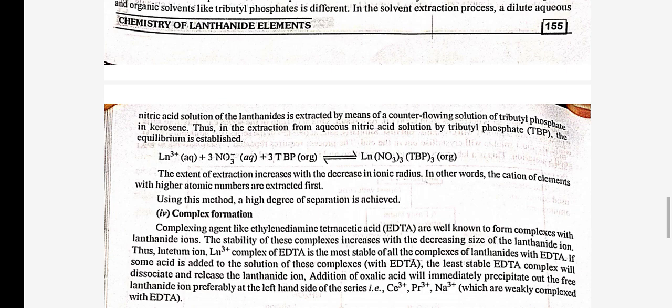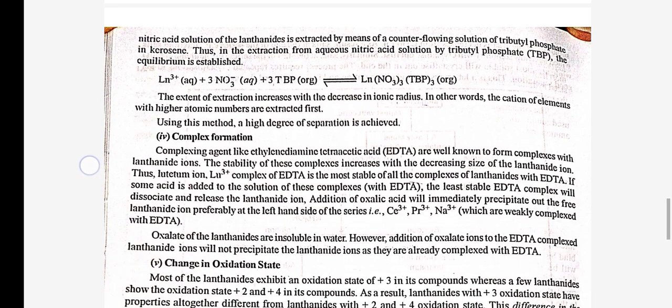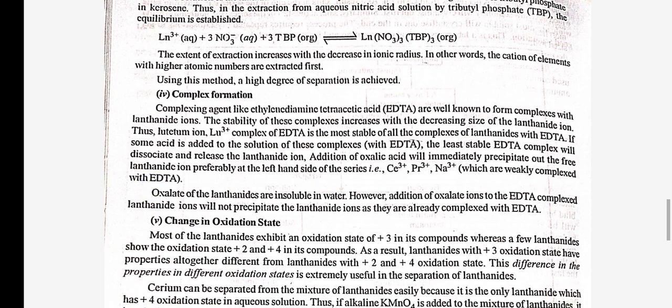Complex formation. Complexing agents like ethylenediaminetetraacetate are well known to form complexes with the lanthanides. The stability of these complexes increases with decrease in the size of the lanthanide ion. Thus, the lutetium ion complex of EDTA is the most stable of all the complexes of the lanthanides with EDTA.